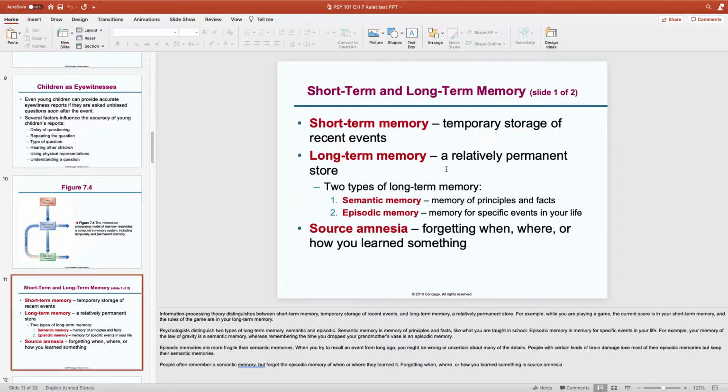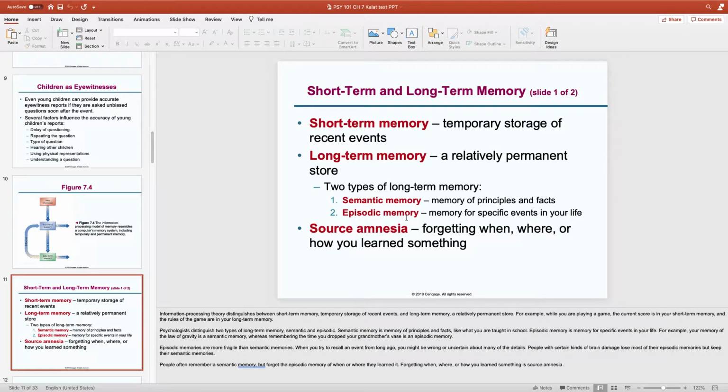Okay, there's also two types of long-term memory. One is semantic, which is where your memory has this idea of certain facts and principles. For example, the law of gravity. We all know what the law of gravity is. So that's part of your semantic long-term memory.